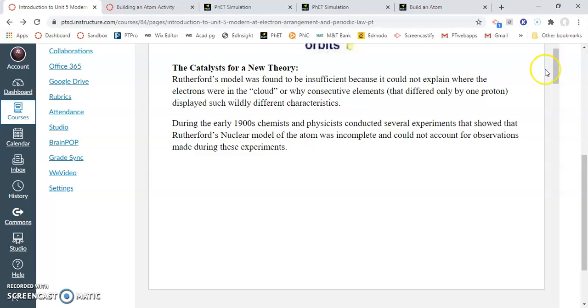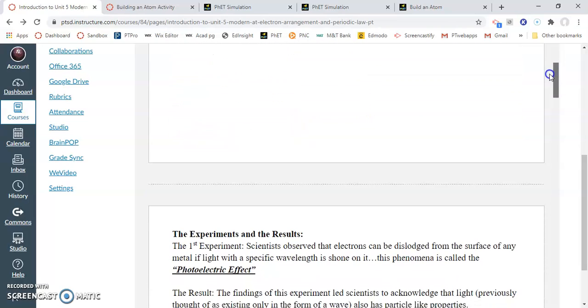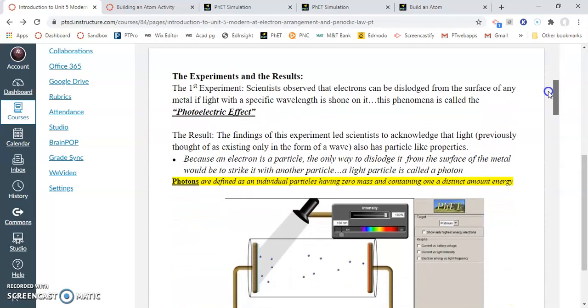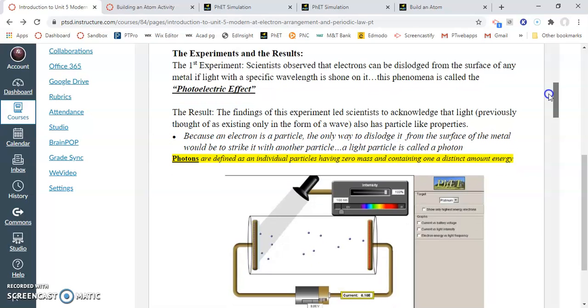So during the early 1900s, some chemists, particularly physicists, conducted several experiments that showed Rutherford's nuclear model of the atom was incomplete, and we want to look at the experiments and what we learned from them. First and foremost was the photoelectric effect.